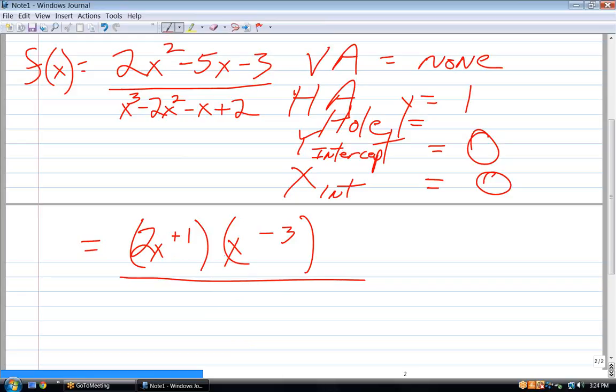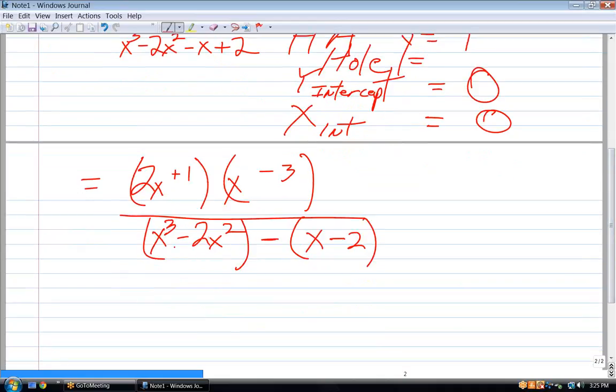Now, the denominator is a little harder to factor. First of all, it's a cubic, but it's a cubic that lends itself to grouping. You know what grouping is? Okay. So I'm going to group these two terms, and I'm going to group these two terms. And notice when I group the second set of terms, I have to turn that plus 2 into a minus 2 because I added parentheses. You see that? I haven't changed it.